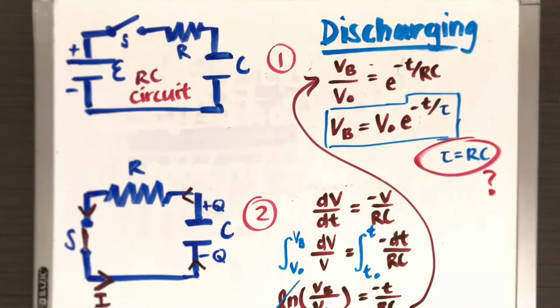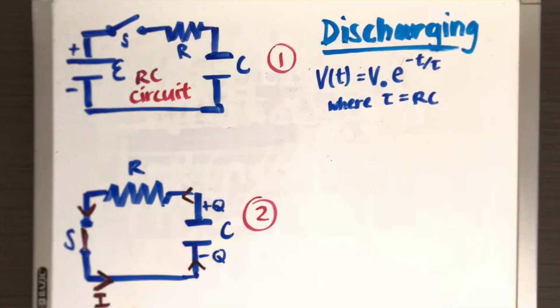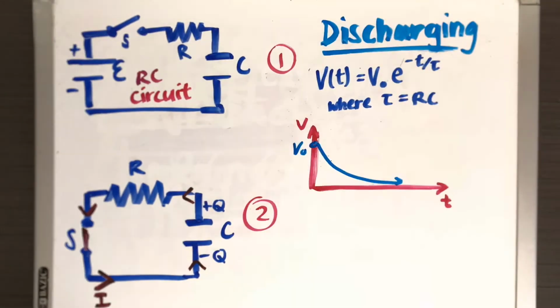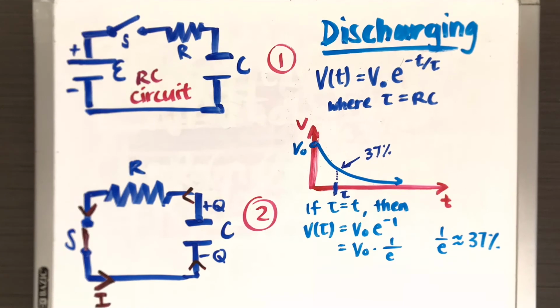You may be wondering, what is the time constant? The time constant determines how quickly the capacitor charges and discharges. Looking back at this equation, it says that the voltage starts at V naught and is exponentially decreasing and will asymptotically reach 0. If we were to say t equals tau, then the equation becomes V as a function of tau equals V naught times e to the negative 1, which is 1 over e, and it approximately equals 37%.